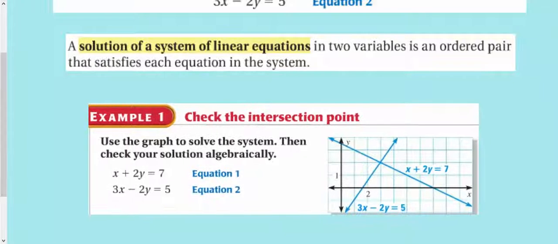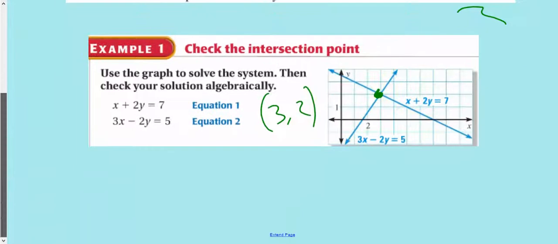That point right there, that's the solution. It's an ordered pair, so that'd be (3, 2). To check whether that's the correct answer, you can plug it in. You can do this on your homework on any of these next four sections that we're going to work on. You can test the answer by plugging it in.